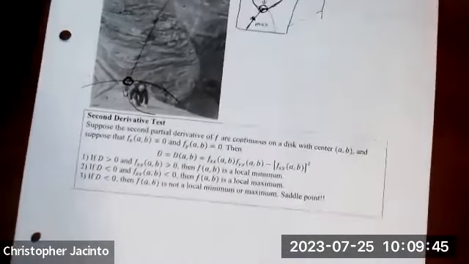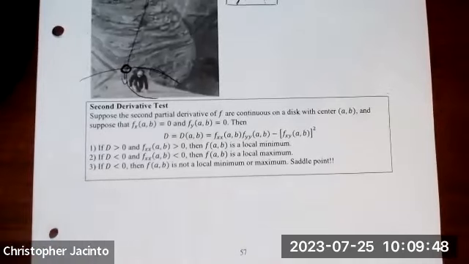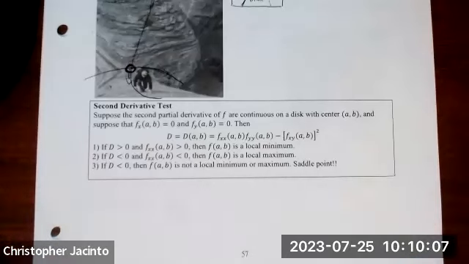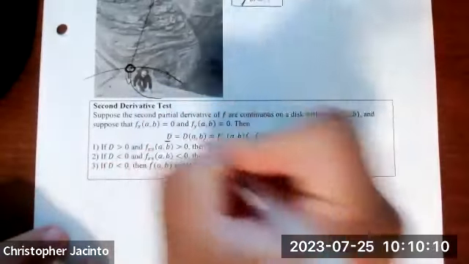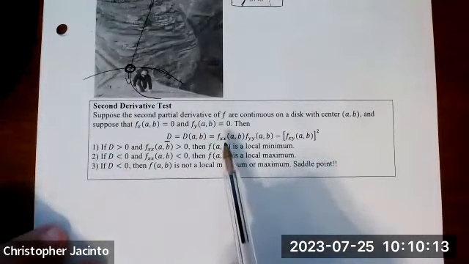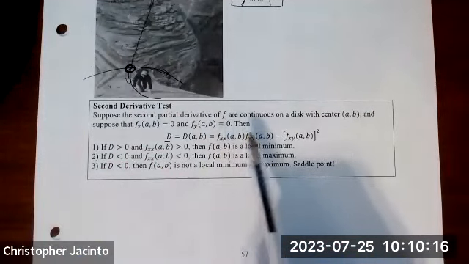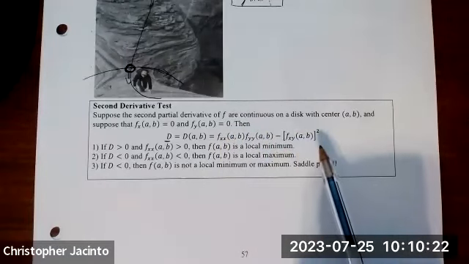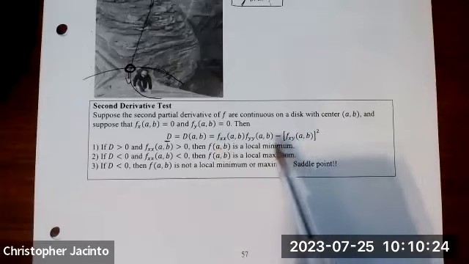So this one says, suppose the second partial derivatives of f are continuous on a disk with center (a, b). And suppose the partial derivatives f_x and f_y equal 0, right? We can actually find critical values. Therefore, this is considered our second derivative, or our discriminant. Okay. We'll call that D. So it's the second partials multiplied together minus the mixed partial squared. Okay. And again, it's all at the point, so we're going to get a value out.